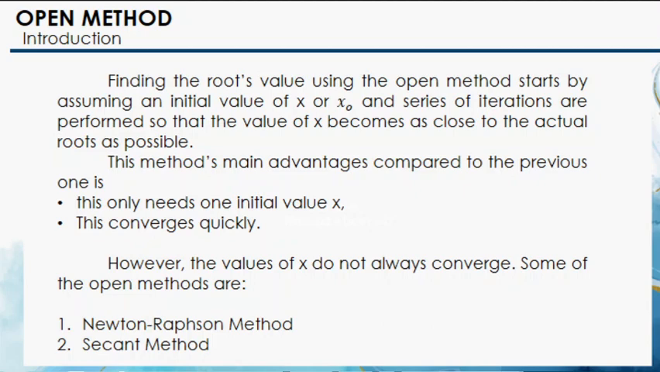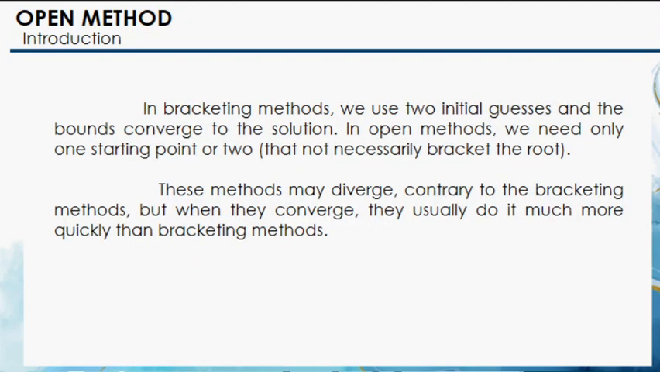So, dito, meron tayong dalawang method, yun nga yung Newton-Raphson at yung ating secant method. Compare lang natin si open method dun sa ating bracketing. In bracketing methods, we use two initial guesses and the bounds converge to the solution. In open methods, we need only one starting point or two that not necessarily bracket the root. So, these methods may diverge contrary to the bracketing method. But when they converge, they usually do it much more quickly than bracketing method.